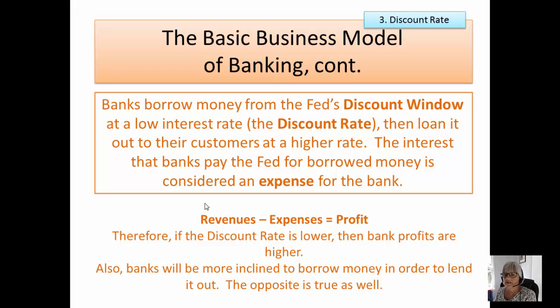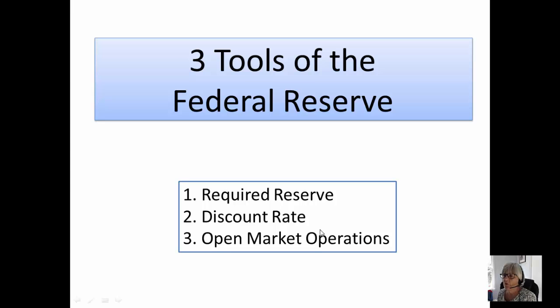Let's look at the Fed's three tools. In just a minute here, let's take a look at this. Here's your bank's profit model. All right, so now we're going to look at the Fed's three tools one by one. The first two tools, the required reserve and the discount rate, affect the money supply indirectly through the banking system. The third tool, open market operations, affects the money supply directly through the Federal Reserve's actions.